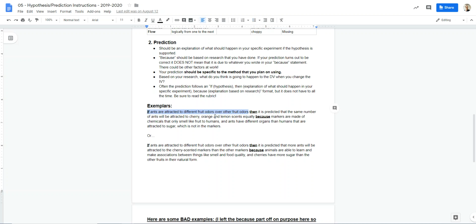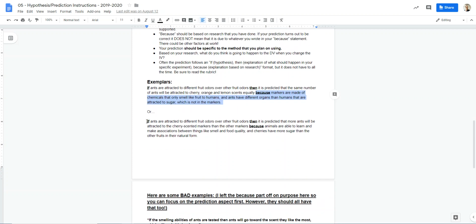If ants are attracted to different fruit odors over other fruit odors, then you come up with your prediction, what you think is going to happen. Then it is predicted that the same number of ants will be attracted to all the different scents. So this person thinks that that's not going to make a difference. The because part is where they show that they've actually done some thinking or some research about this topic. They researched markers, and they noticed in their research that they're all made of chemicals that only smell like fruit to humans. It's synthetic smells. And they don't think that ants are going to be able to smell it the same way, because they know from research that ants have different smell organs or a different way of smelling.